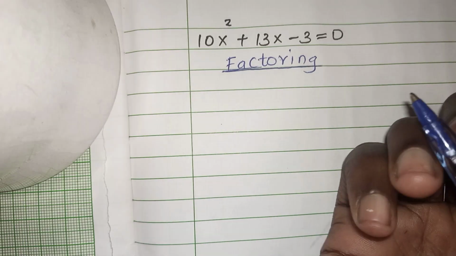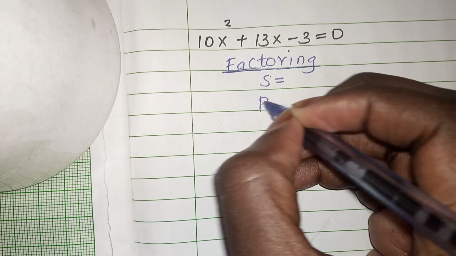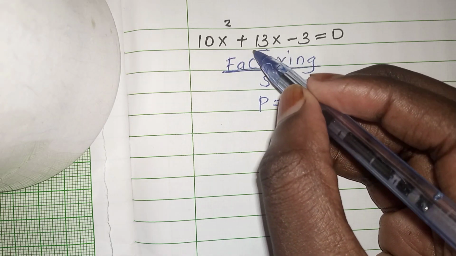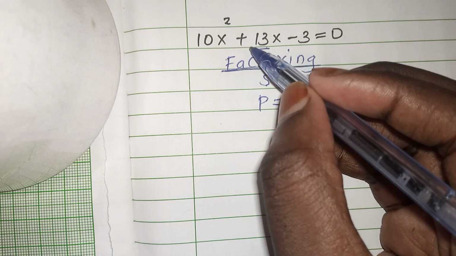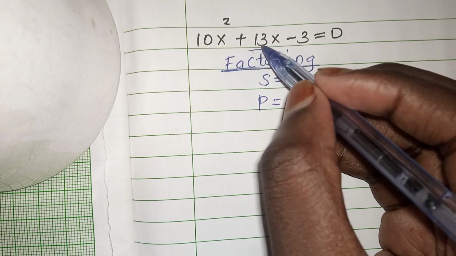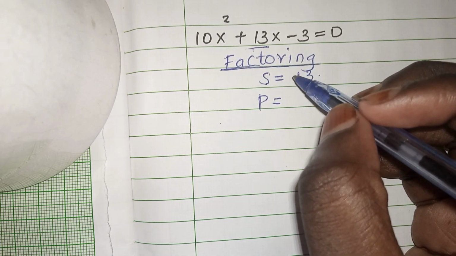For the factorization method, we always have a sum and a product. Our sum is this middle part here; our b is always our sum. So when we are looking for two numbers, their sum should add up to give us positive 13. So our sum is 13. For factoring, you have to be careful.